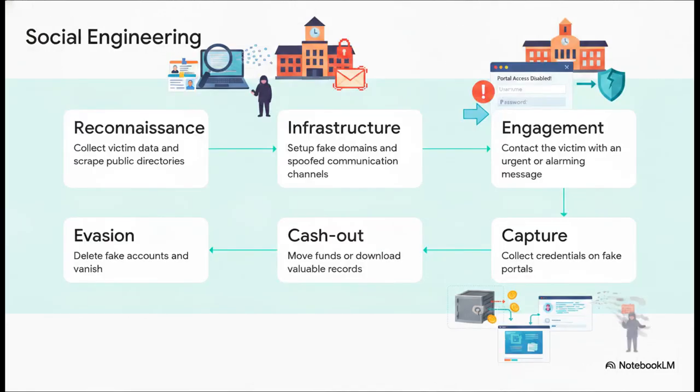To understand exactly how they pull this off, let's break down the 6-step social engineering attack cycle using a super relatable campus example. Okay, step 1 is reconnaissance. The attacker scrapes public student directories just to find your details. Step 2, infrastructure. They register a fake university domain that looks almost identical to your real student portal. Step 3 is engagement. This is where you get that frantic email claiming your portal access is about to be disabled. Step 4, capture. Panicked, you click the link, land on their fake site, and type in your password.